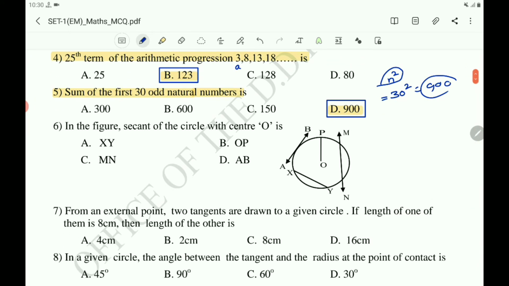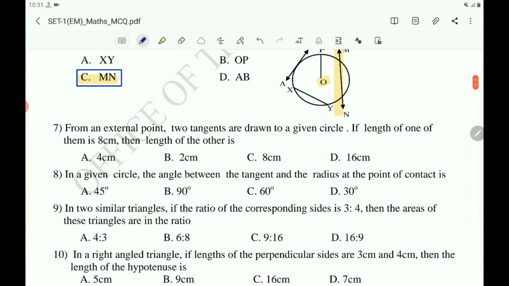Then you take the sixth question. In the figure, the secant of the circle with center O is. Here a circle is there with the center O. We have to find the secant. Which is the secant here? This MN is a secant, because it intersects the circle at 2 points. So option C is the answer. Note down option C.